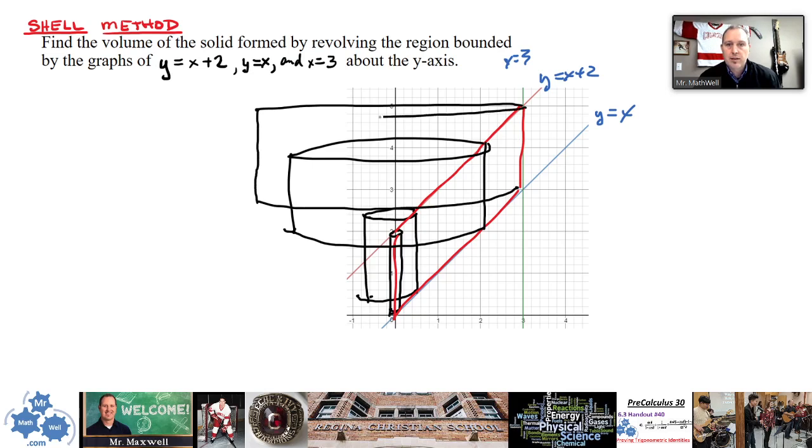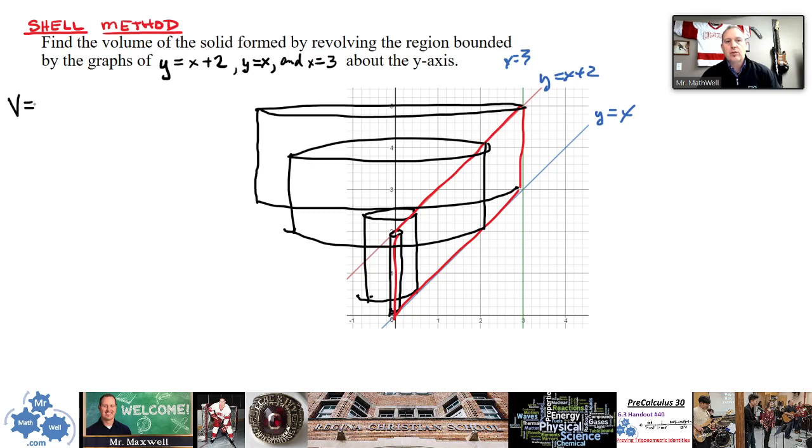Maybe this is working for you, maybe it's not. But you see, all I'm dealing with now is the difference between the 2 functions as they go upward. So my height is the difference between the 2 functions. That's it, and it works all the way across. So, the cylindrical shell method.